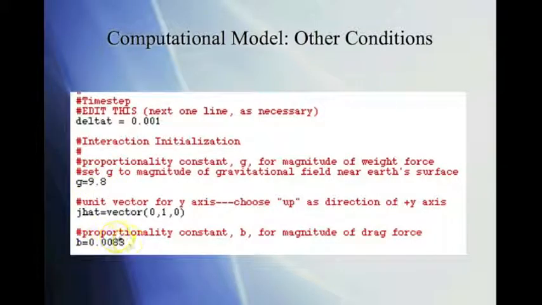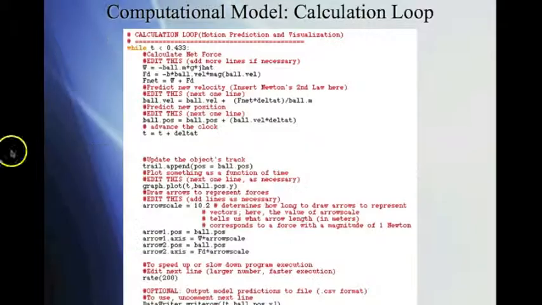The magnitude of the drag force was calculated by implementing this number into the code and continually running it until we got the final position that was found in the tracker video in our computational model. We have j hat set to 1 in the y-axis, which is choosing the positive y-axis as the up direction. Here's our calculation loop for the computational model.